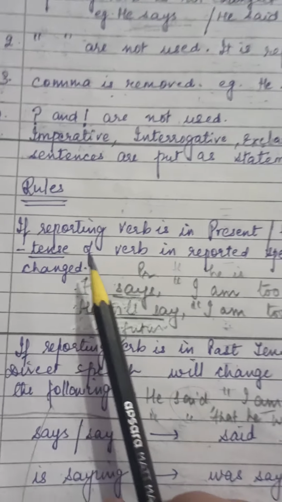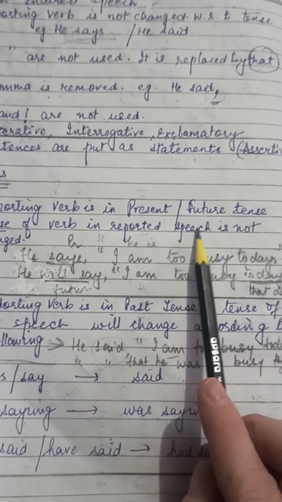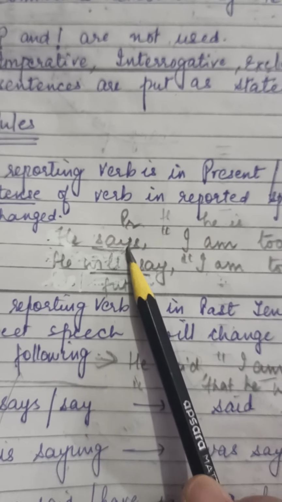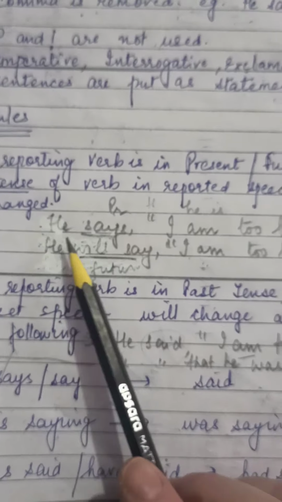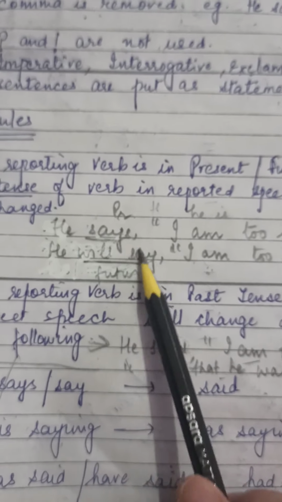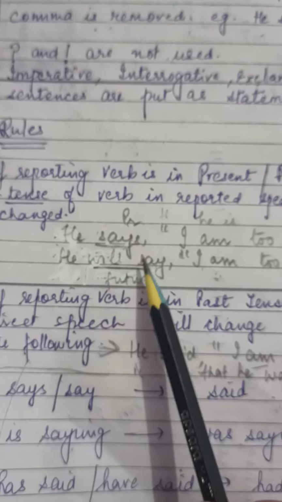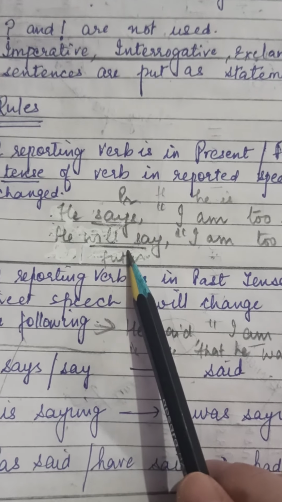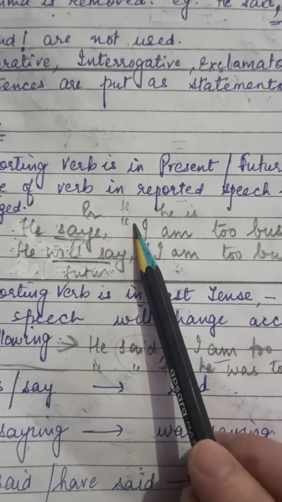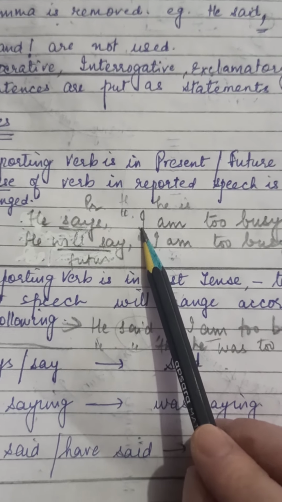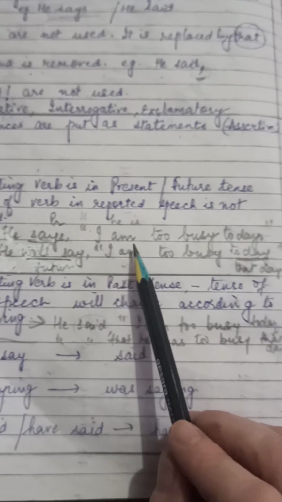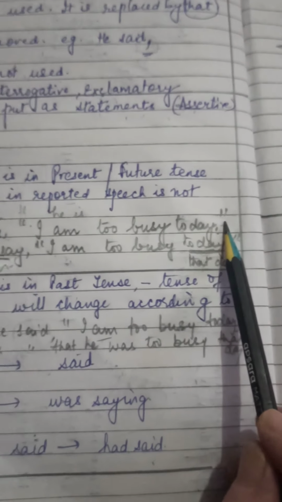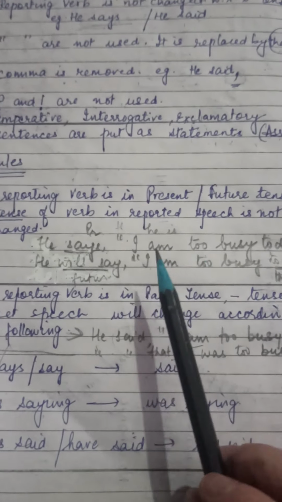Now, rule number 1 is if the reporting verb is in present or future tense. This is the reporting verb. Now, this is what tense? This is present tense, right? The reporting portion could be in present tense or future tense: he says or he will say. Then there's a comma, double inverted commas begin. The first letter should be capital. So you can see: I am too busy today. Full stop. With double inverted commas closed. Right.